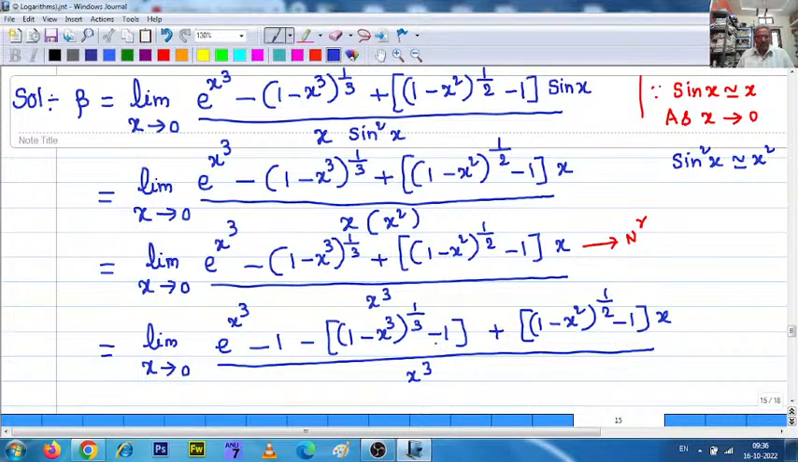So now next step, what do you write? e power x cube minus 1 by x cube you can write, and minus of 1 minus x cube whole to the power of 1 by 3 minus 1 by x cube you can write, plus 1 minus x square whole to the power of minus 1 x by x cube. x by x cube means cancellation takes place, so that we get 1 minus x square whole to the power of minus 1 by x square. After that, apply the limit to each of the functions, then try to evaluate using the standard results. So let us proceed for that one.